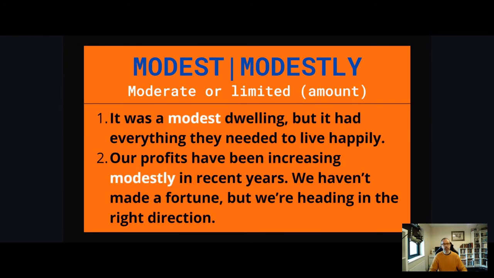So example 1, it was a modest dwelling, but it had everything they needed to live happily. Example 2, our profits have been increasing modestly in recent years. We haven't made a fortune, but we're heading in the right direction.